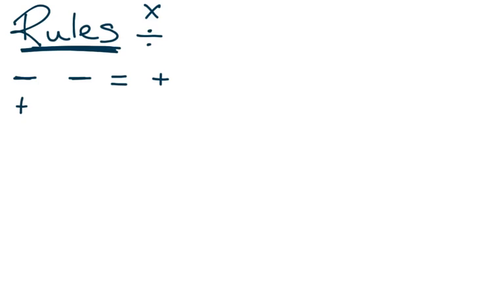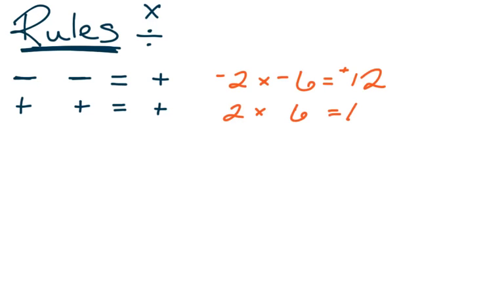Same with positive. A positive and a positive will equal a positive. Okay, so like -2 times -6. Well, 2 times 6 is 12, and since they're both negatives, they're the same sign, your answer is going to be positive 12 or normal 12. Just like a normal 2 times a normal 6 would be just a normal 12, right?